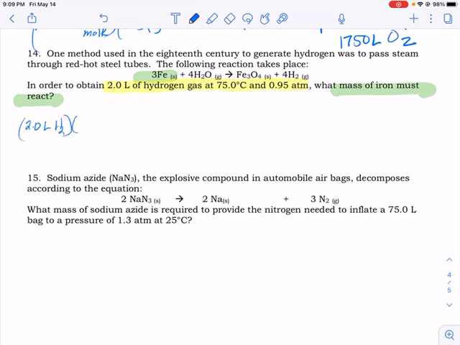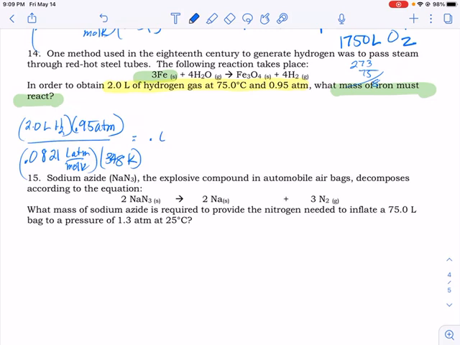So we start with 2.0 liters of hydrogen gas. We'll do PV equals nRT, so PV over RT. There's the volume. The pressure is 0.95 ATM. Divided by R, which is 0.0821 liter atmospheres over mole Kelvin. And our temperature, 273 and 75, 348. And that'll give us 0.0665, I believe.